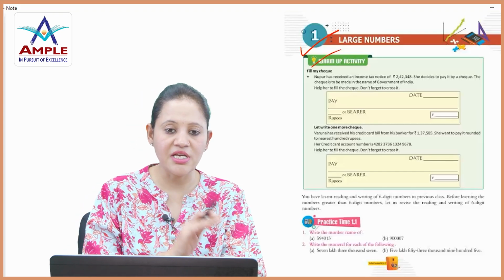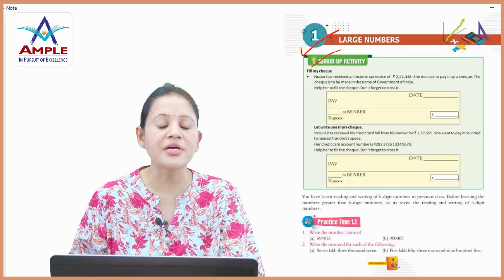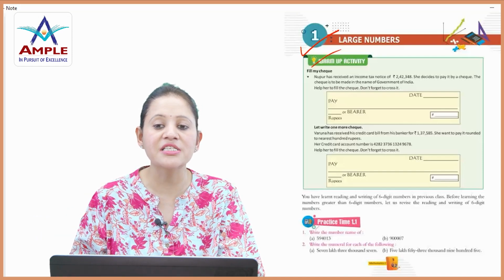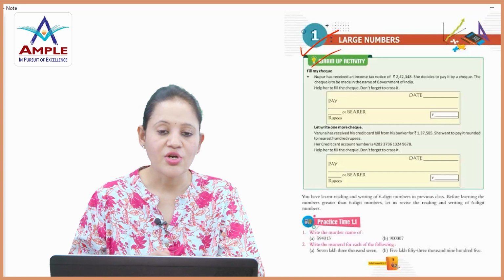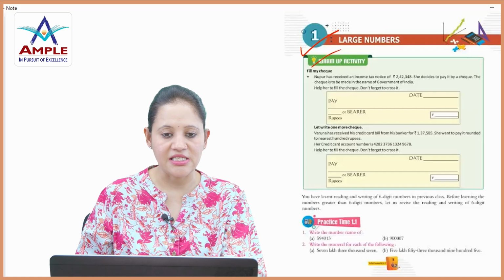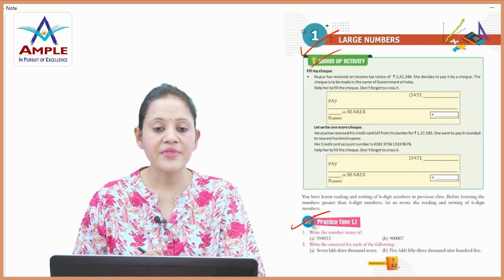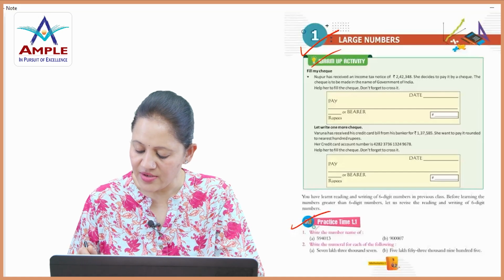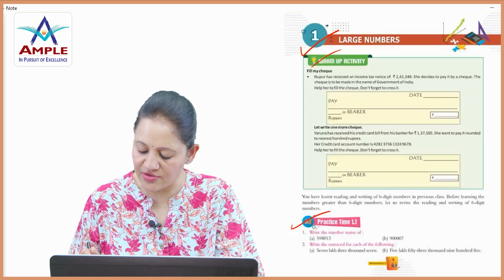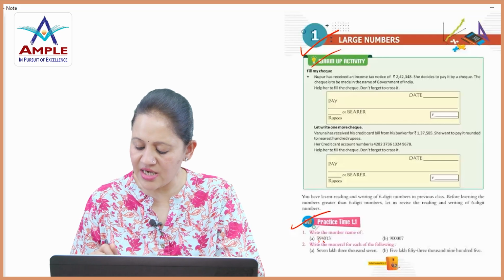You have learned the reading and writing of 6-digit numbers in the previous class. Before learning numbers greater than 6 digits, let us revise. Practice time 1.1. Write the number name. The number is given here: ones, tens, hundreds, thousands, ten thousands and lakhs. We'll put the comma. Start from the right hand side, 3 digits, then 2 digits.